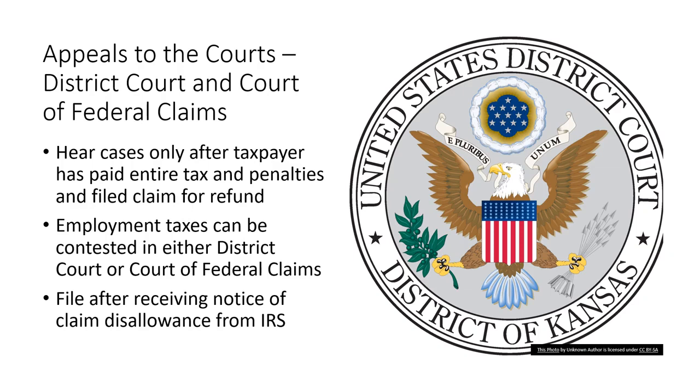Appeals to the courts, District Court and Court of Federal Claims. Generally, the district courts and the Court of Federal Claims hear tax cases only after the taxpayer has paid the entire tax and penalties and filed a claim for credit or refund. That is different than the tax court, which would permit a taxpayer to have their case heard prior to paying tax.